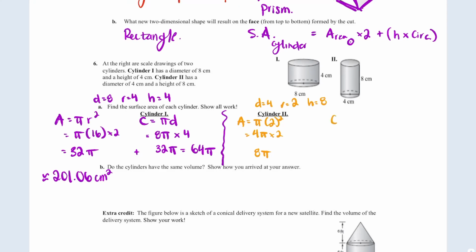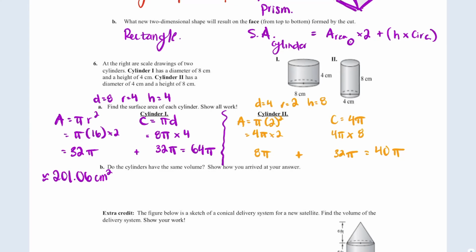And then now I'm going to find my circumference, which is pi times the diameter, or just 4 times pi. And then I multiply my circumference by the height, which is 32 pi. So now that I have the area of my circle times 2 and I have my height times circumference, I'm going to add these two together for a total of 40 pi.